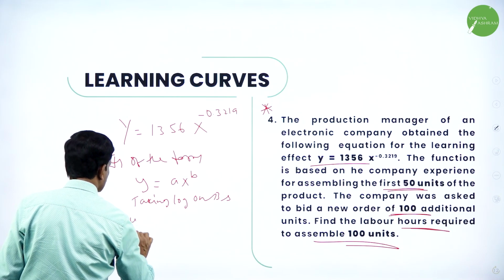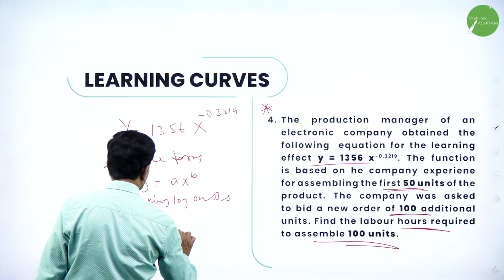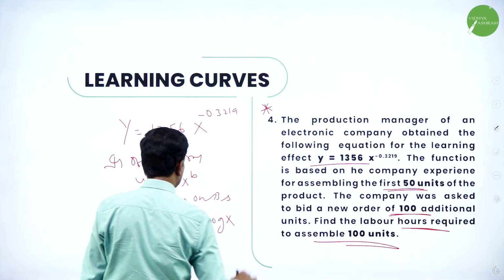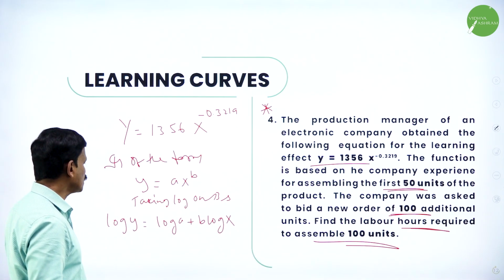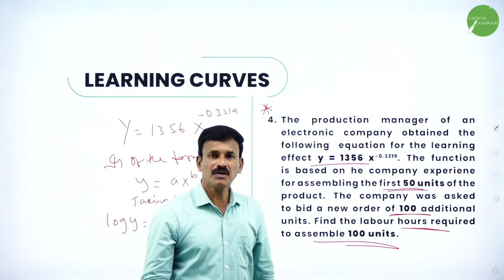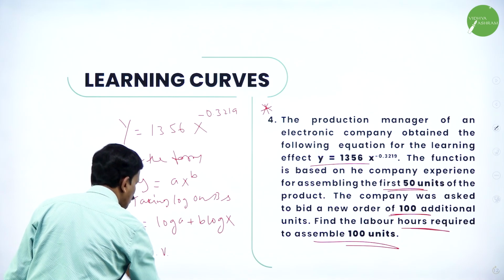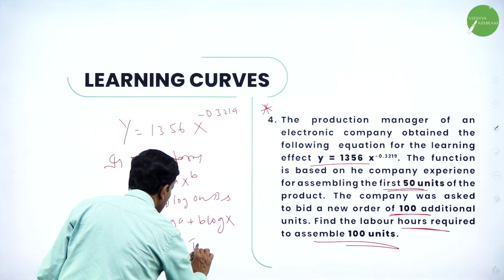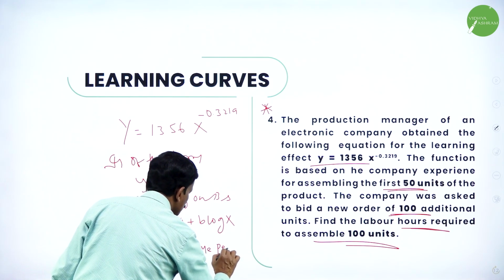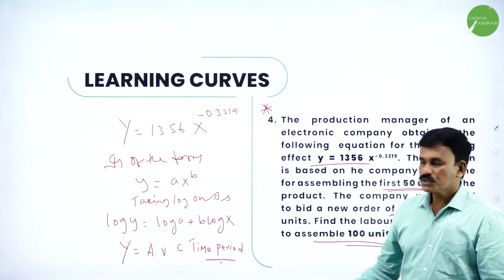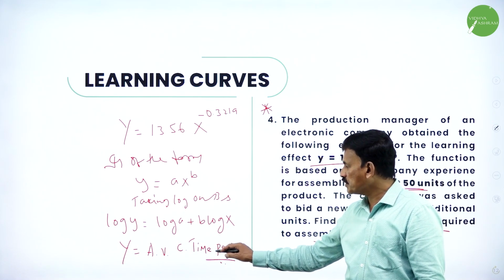Logarithm of y is equal to logarithm of a plus b into logarithm of x. So log y is equal to log a plus b into log x. Now what is y here? Here y is the average cumulative time period. That's it. So here y is the average cumulative time period.